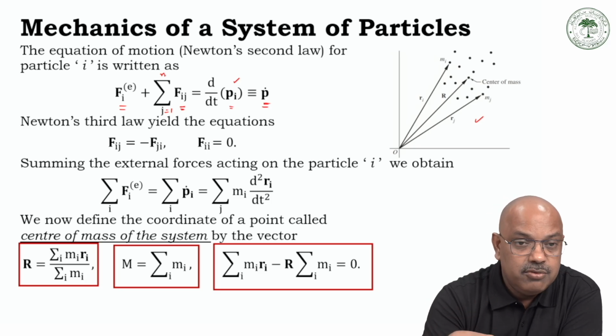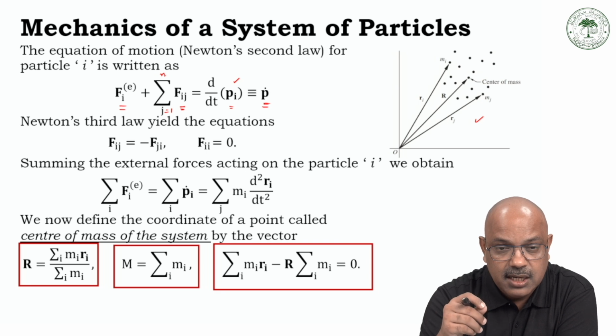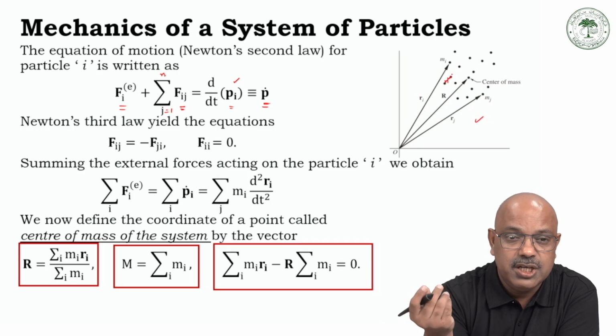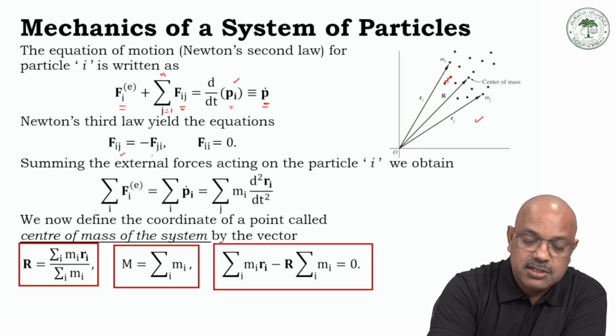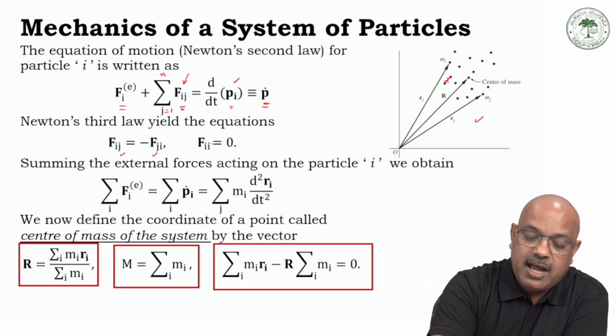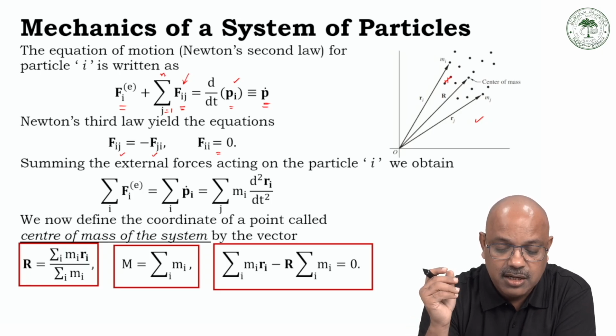And if you apply Newton's third law here, if one particle applies a force on the other particle, the other is equally applying a force back. So Fij is going to be minus Fji, for the internal force, and then Fii is 0, because a particle does not apply a force on itself. The internal forces get cancelled with each other.